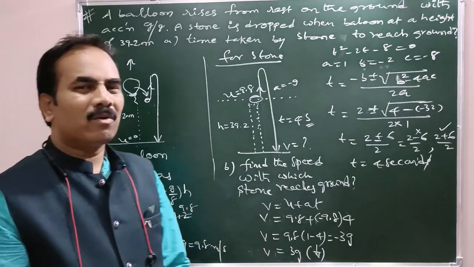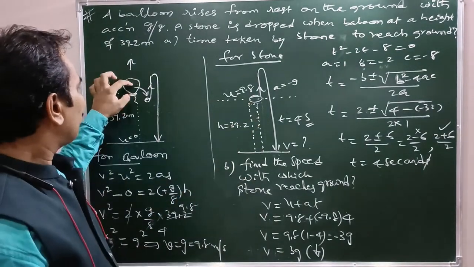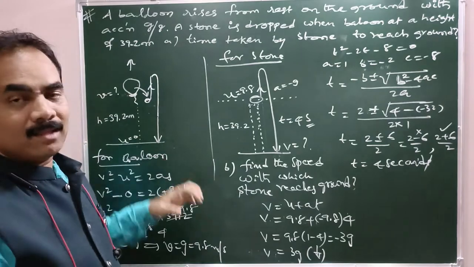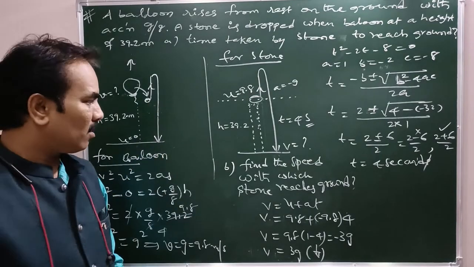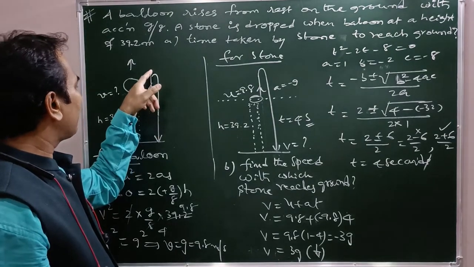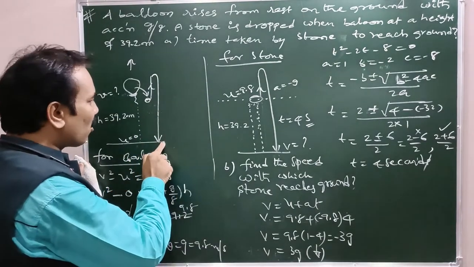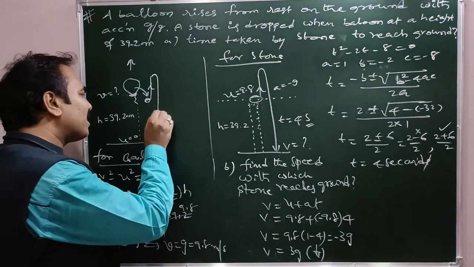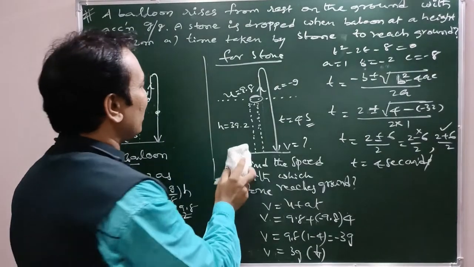Now coming to the last question, that is C. Find the distance of separation between balloon and stone 2 seconds after the stone was dropped. The balloon is moving up, but the stone initially goes up and again comes down. So after 2 seconds, it lies somewhere in the middle, because to reach the ground the time taken is 4 seconds. Now what is the separation between these two? That is the question.